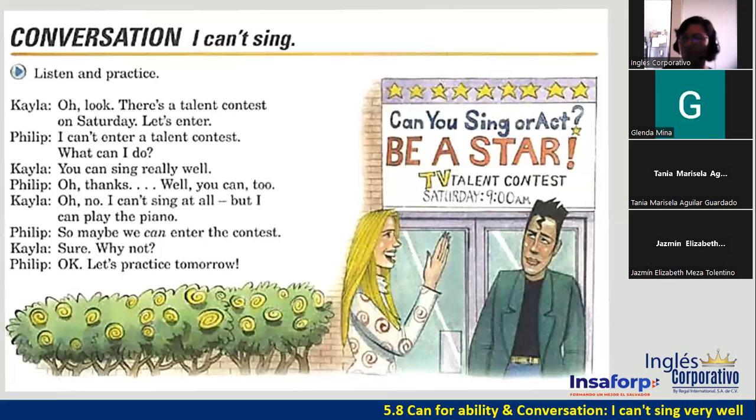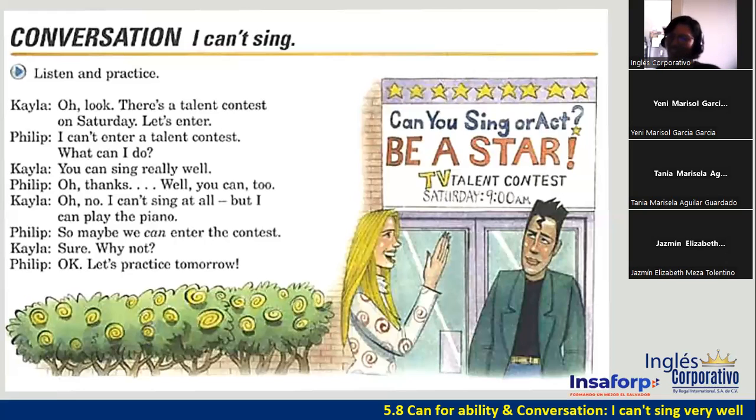Okay. Oh, look, there's a talent contest on Saturday. Let's enter. I can enter a talent contest. What can I do? You can sing really well. Oh, thanks. Well, you can too. Oh, no, I can't sing at all, but I can play the piano. So maybe we can enter the contest. Sure, why not? Okay, let's practice tomorrow.